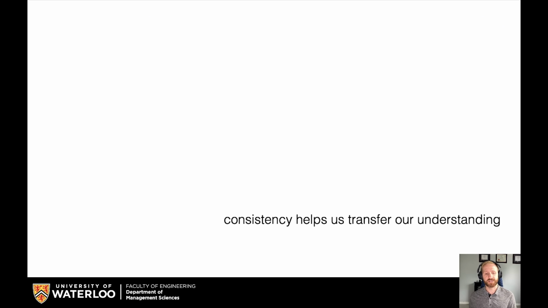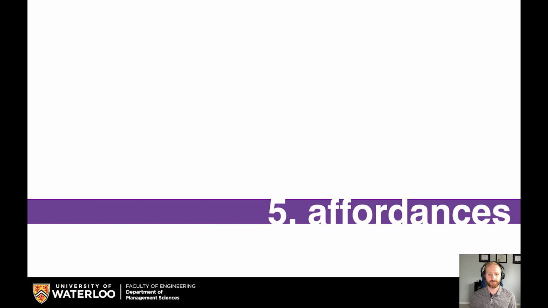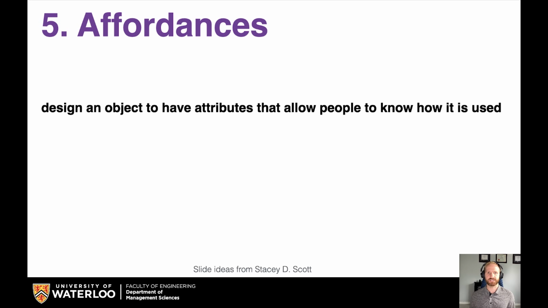Consistency helps us transfer our understanding. So how do we understand how to use an unfamiliar interactive element? Something we've never seen before. This is the final design principle that we're discussing today, which is affordances. Affordances are designing an object to have attributes that would allow people to know how it is used.